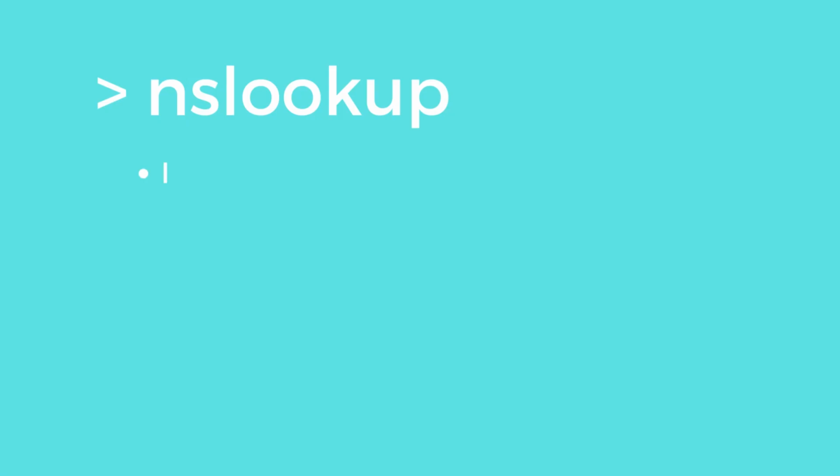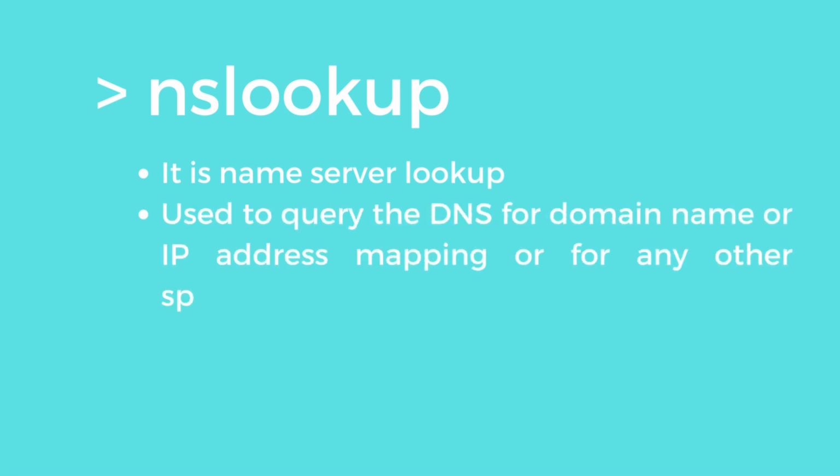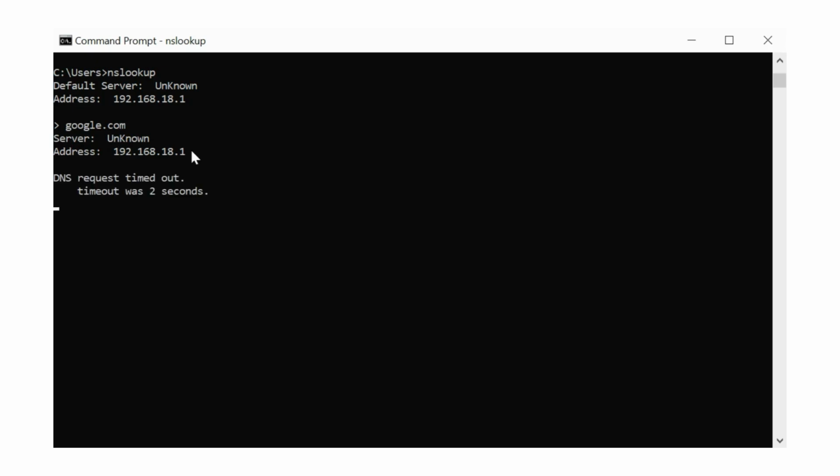Next is nslookup. It is used to query the DNS for domain name, IP address mapping, or for any other specific DNS record. In command prompt type nslookup, which will open a subshell for you to enter the domain name. Let's type the domain google.com to get the A record or IP address associated with that domain. Because we did not specify a record type, it returns the A record as default.